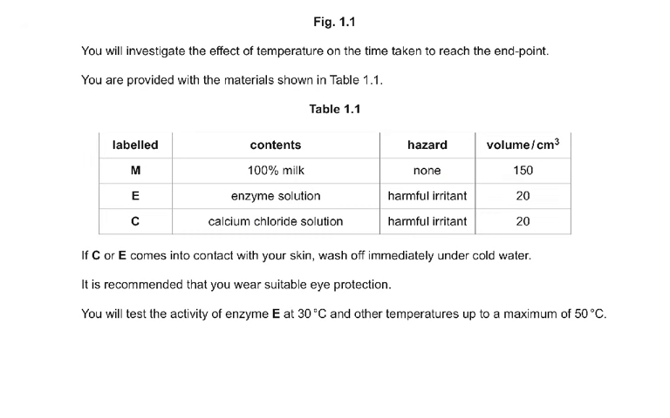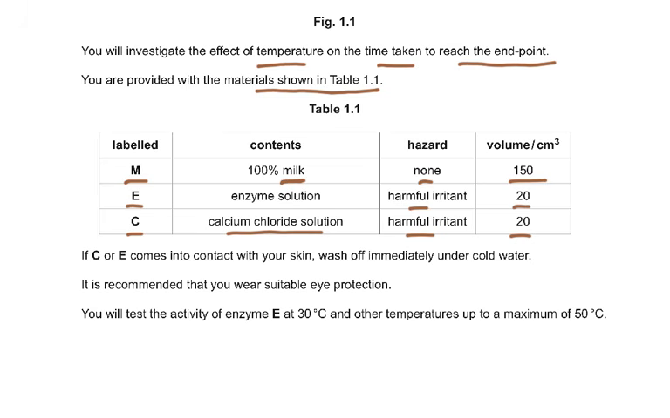You will investigate the effect of temperature on the time taken to reach the end point, which means the time taken for it to coagulate. You are provided with materials as shown in table 1.1. M is the milk, M for milk. It's 100% milk, there's no hazard, and it's 150 cm cube given to you. E is the enzyme solution. It's a harmful irritant, and there's only 20 cm cube given to you. And C is the calcium chloride, which is a harmful irritant, and it is 20 cm cube given to you.